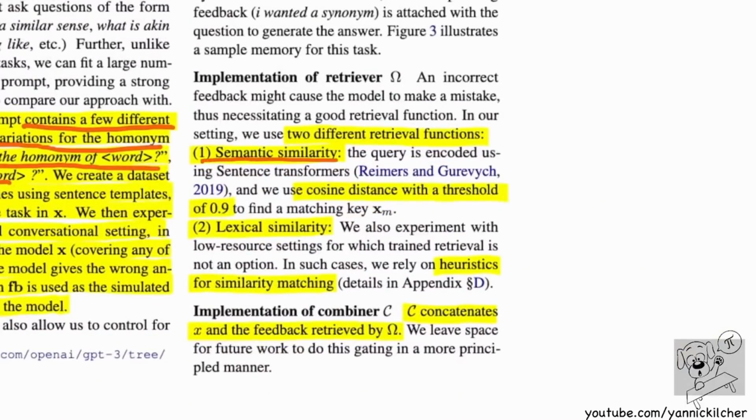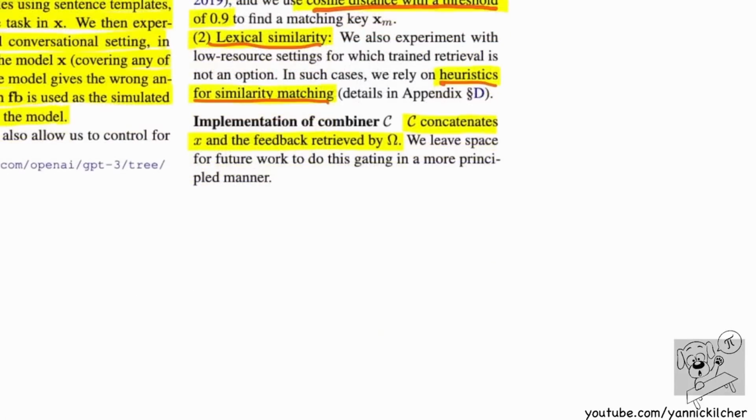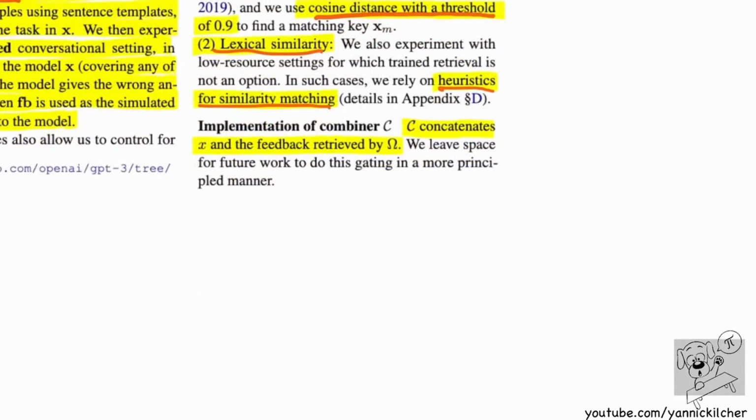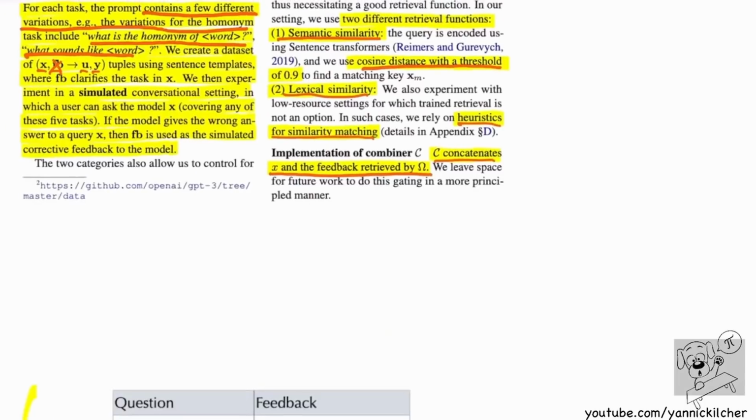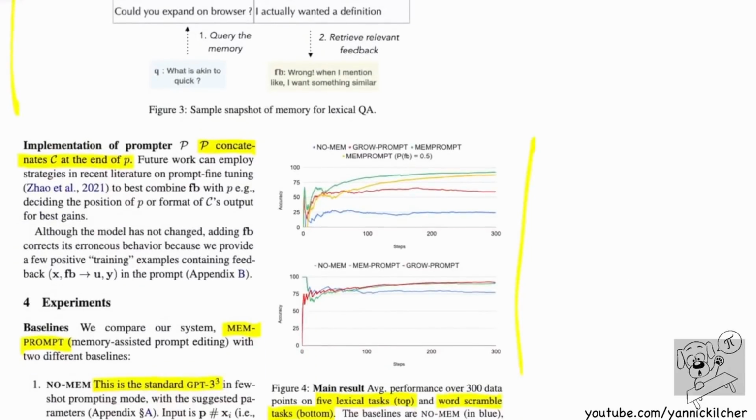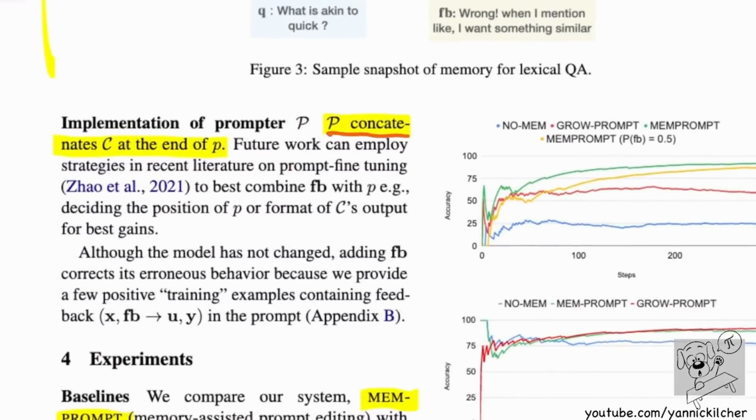The retriever, as I already said, is either a semantic similarity using the cosine distance with a threshold, or a lexical similarity and heuristics for similarity matching. The combiner concatenates X and the feedback received by the retriever, and the prompter concatenates the prompt and whatever the combiner outputs.